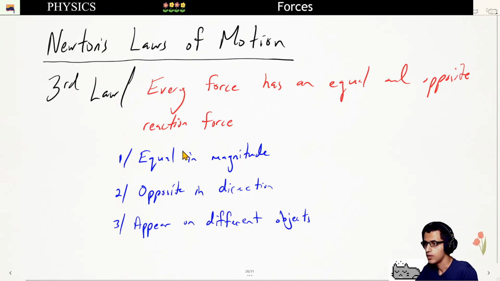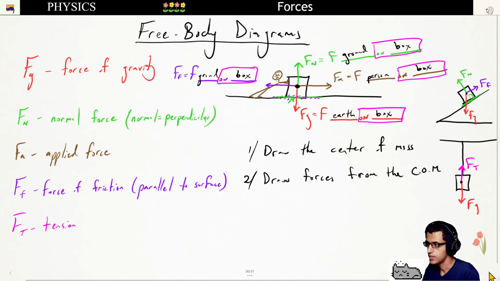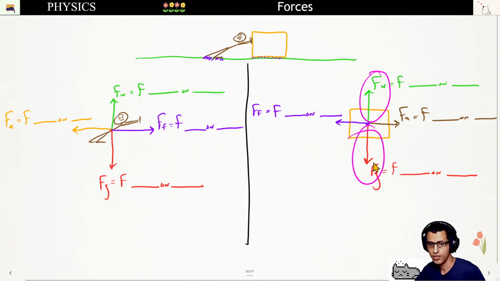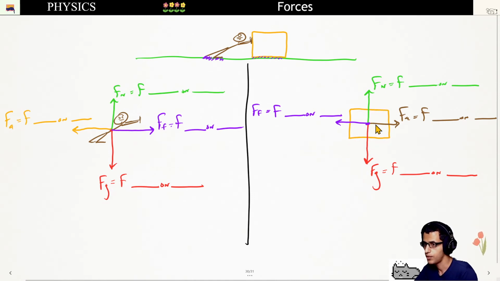Those third law pair forces should be equal in magnitude, opposite in direction, and appear on different objects. A common mistake would be to say that, for example, this normal force and this force of gravity are a third law pair. They are equal in magnitude, they are opposite in direction, but we'll see why these are not a third law pair. Well, one thing is that they don't appear on different objects.